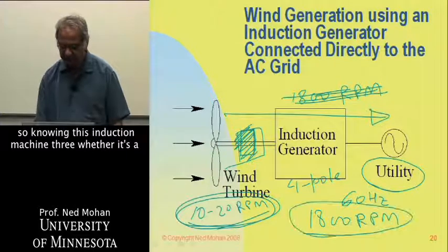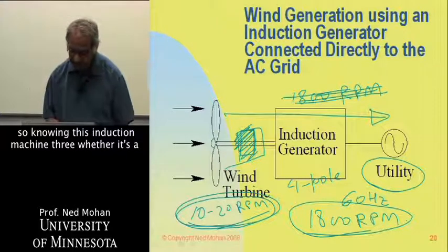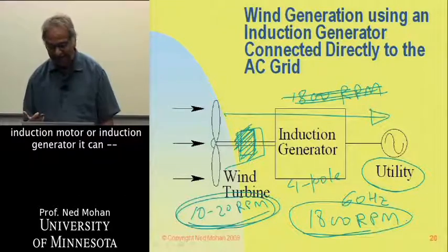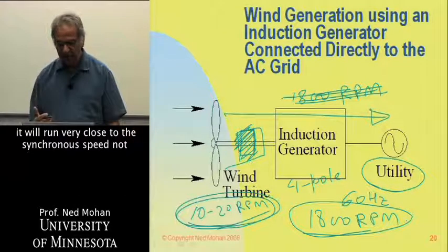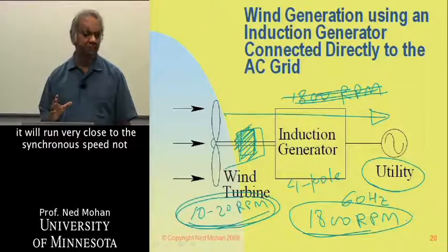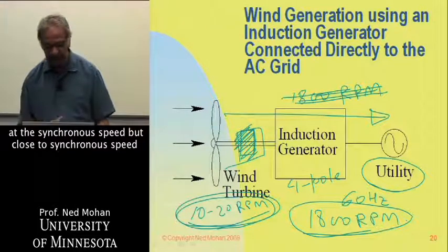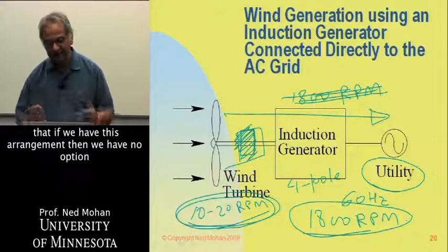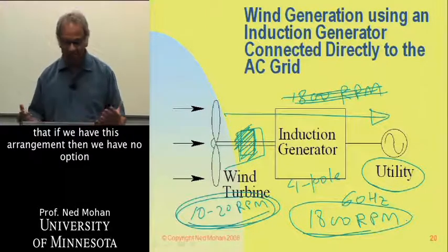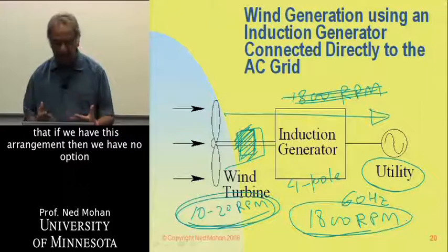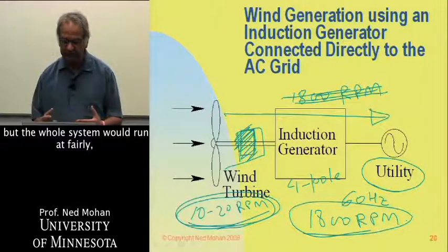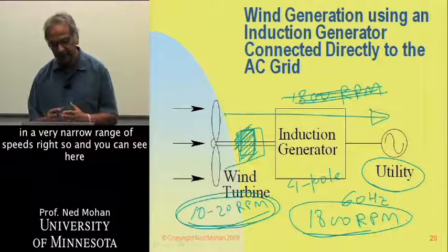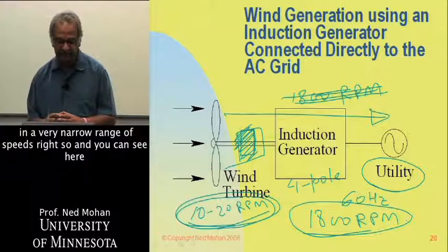So knowing this induction machine theory, whether it's an induction motor or an induction generator, it will run very close to the synchronous speed, not at the synchronous speed, but close to synchronous speed. So the point I'm trying to make here is that if we have this arrangement, then we have no option but the whole system would run in a very narrow range of speeds, right?